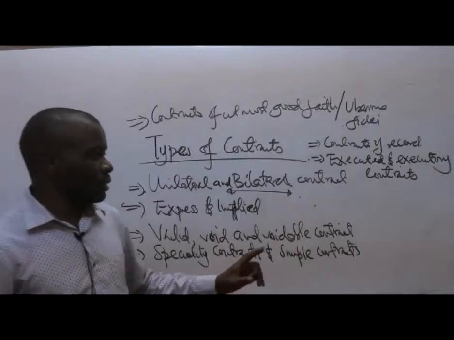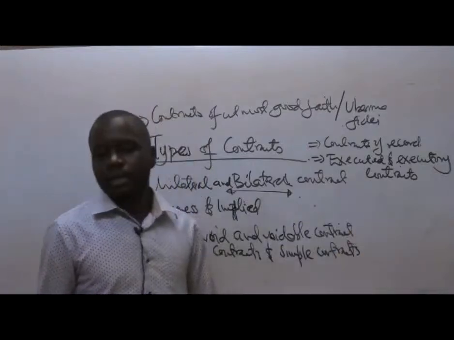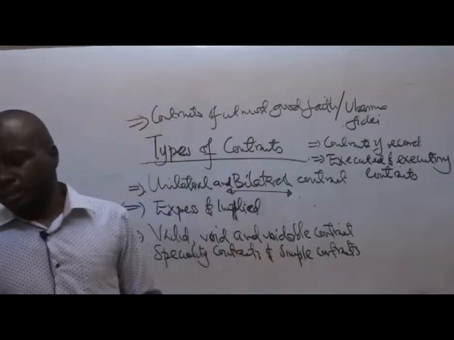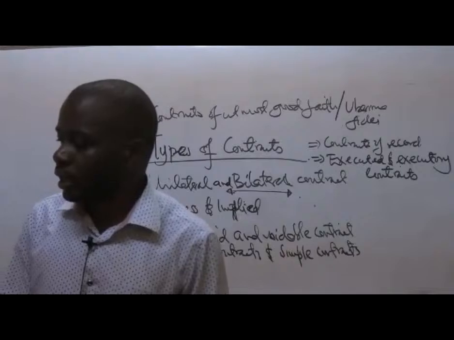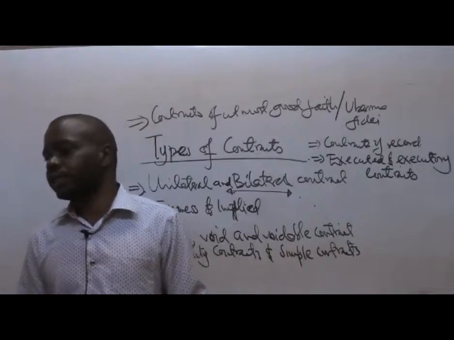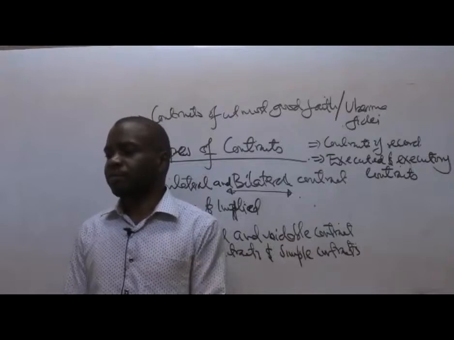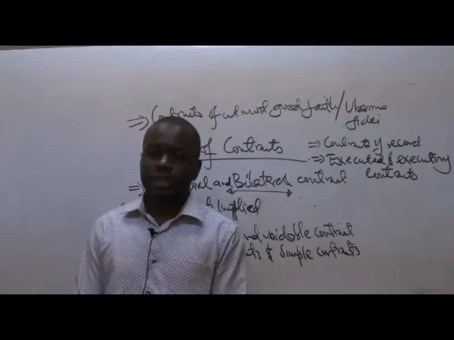Then you have executed or executory. Executed, just from the word, has already been executed. It is a contract where all the terms and obligations have already been fulfilled in the past, for example, a month ago. So that contract will be termed as having been already executed.